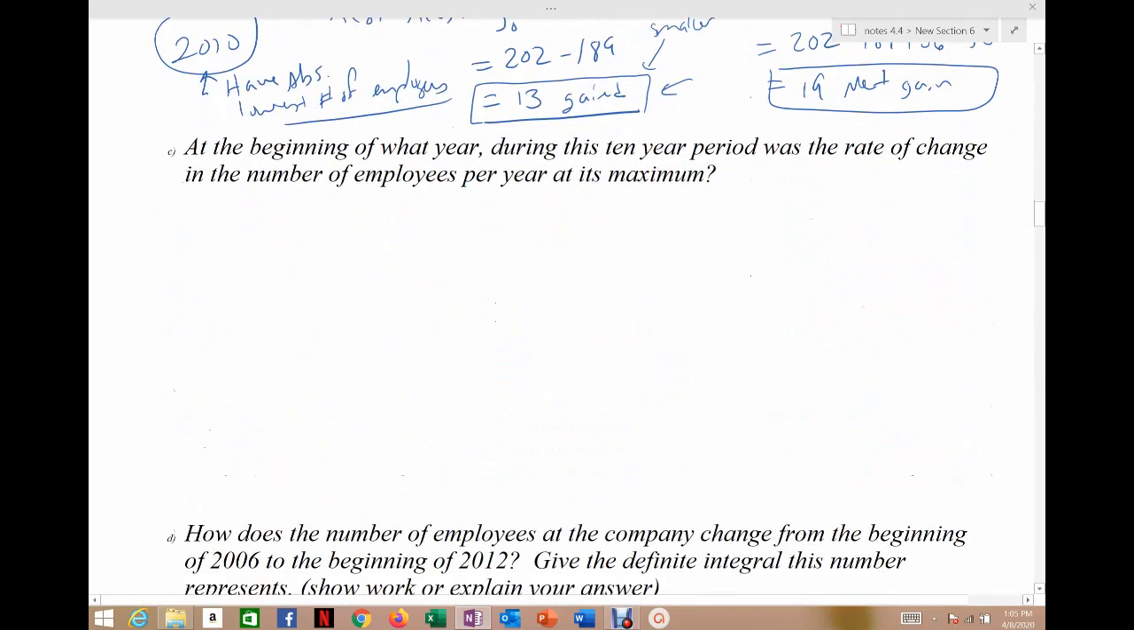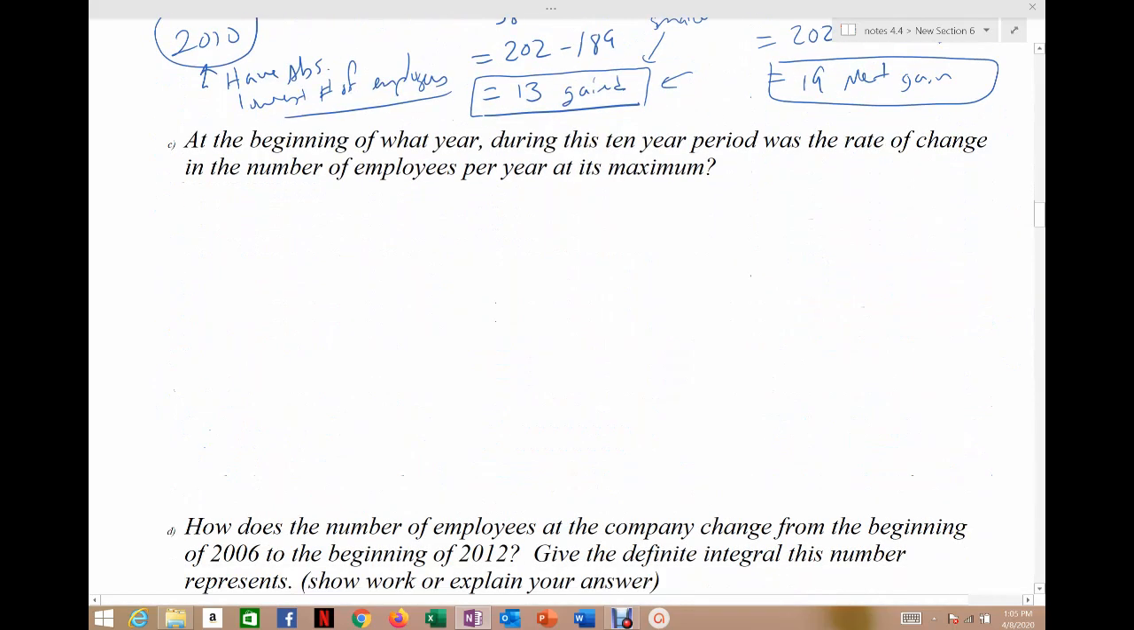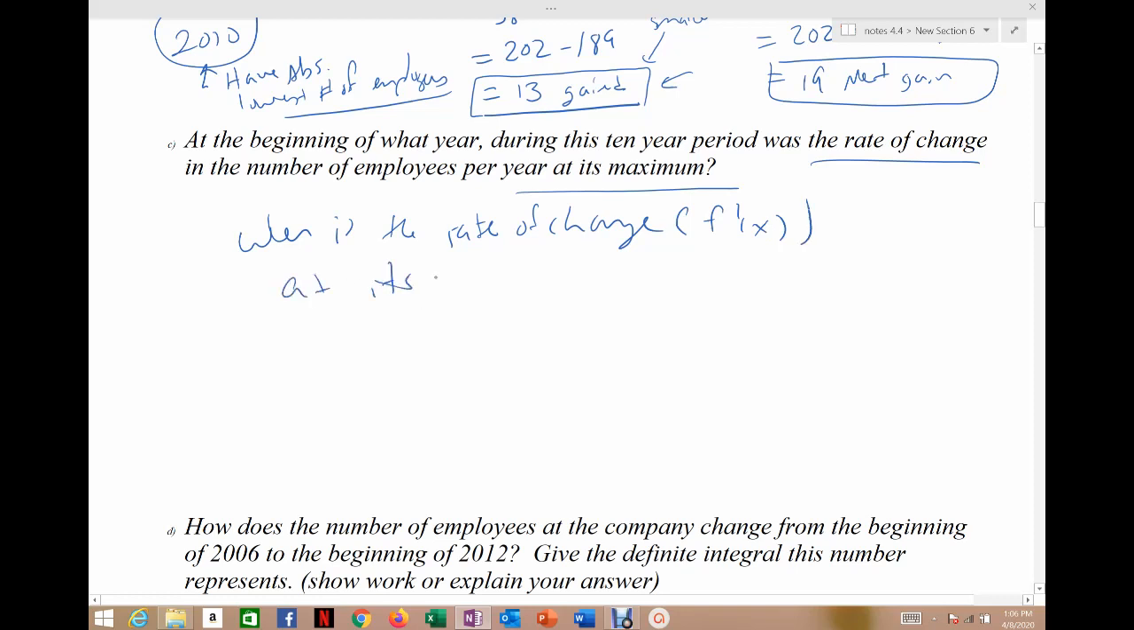Next question. At the beginning of what year during this 10-year period was the rate of change in the number of employees at its maximum? So this was just asking, when is the rate of change, which is my derivative, at its maximum? Again, it would be the absolute largest rate of change, at its peak, right?